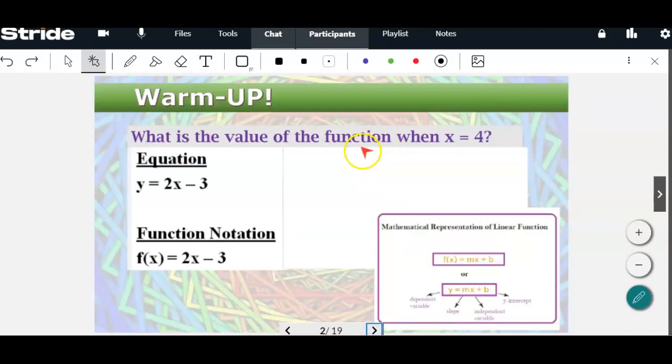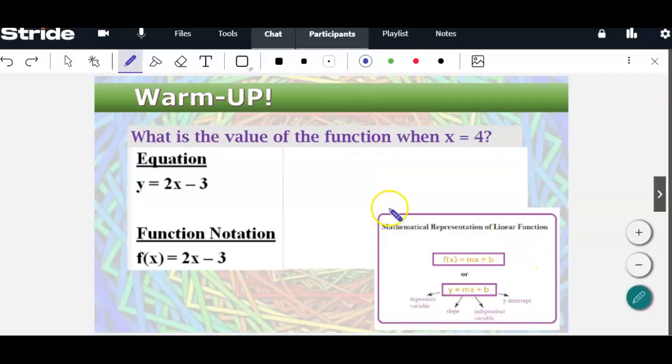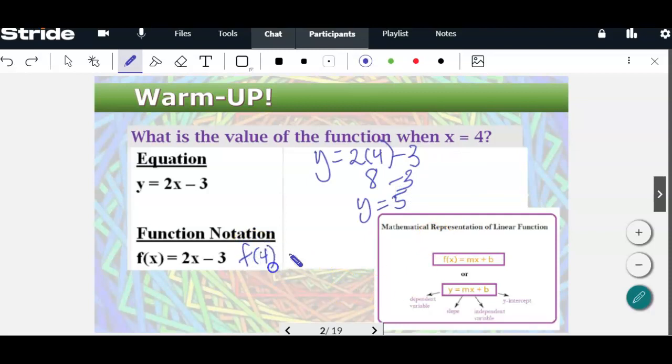So what is the value of the function when x equals 4? Even if it was just equation form, you do the same thing. You plug in the value of 4 for x. Then you would have y is equal to 2 times 4 minus 3. So 2 times 4 is 8 minus 3, so y is 5 when x is 4. Same thing here when f of 4, 2 times 4 minus 3, you still get that 5.